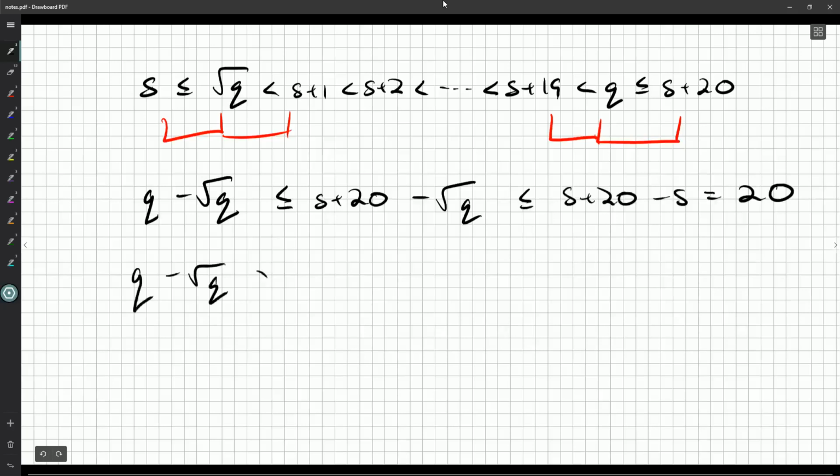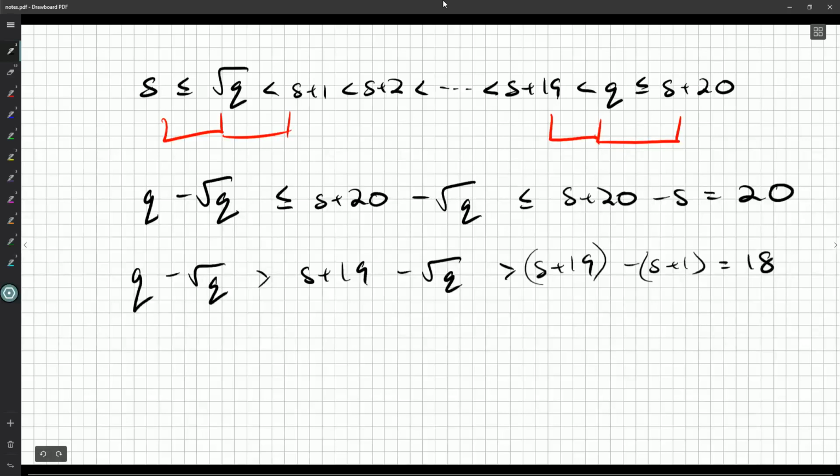But we can also see that q is definitely bigger than s plus 19, and root q is definitely less than s plus 1. So subtracting off a bigger thing will be even smaller. So it's got to be strictly bigger than 18. Alright, I was about to write q minus root q has to be 19 or 20, but that's not necessarily true because q can be a fraction and root q doesn't even have to be rational.